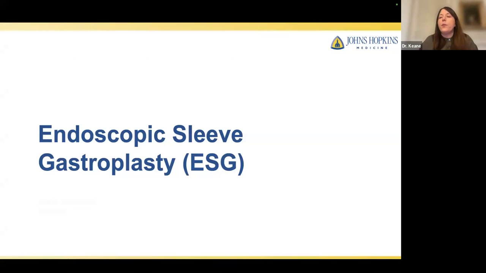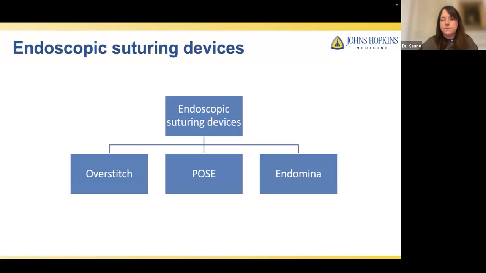Now, what happens if your BMI is a little bit higher, or maybe you want a more durable procedure? Well, maybe the next step to think about is something called the endoscopic sleeve gastroplasty. Now, there are a number of suturing devices that are available to go on the end of the endoscope that are FDA approved in the US. One of them is the Overstitch, the Pose, and the Endomina devices.